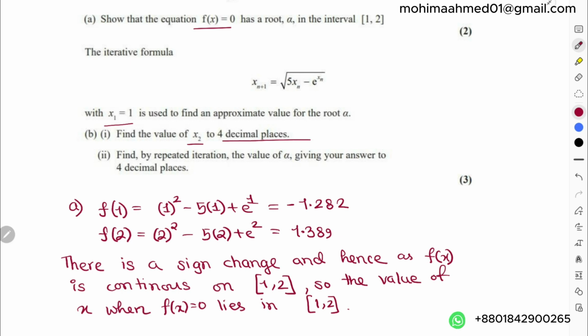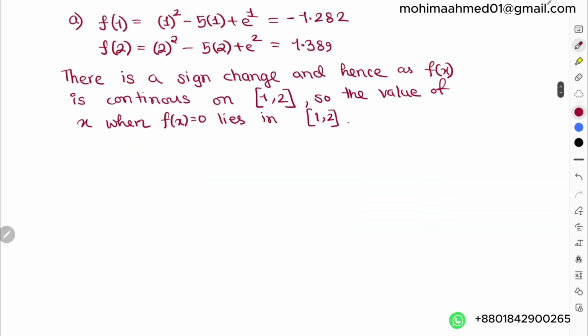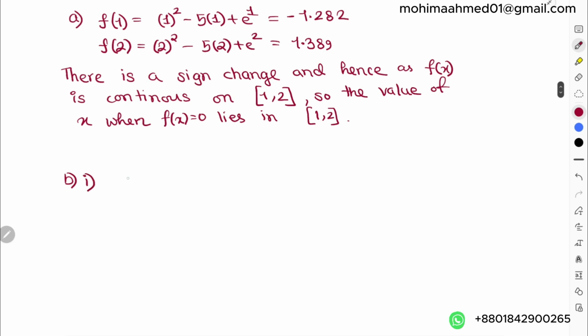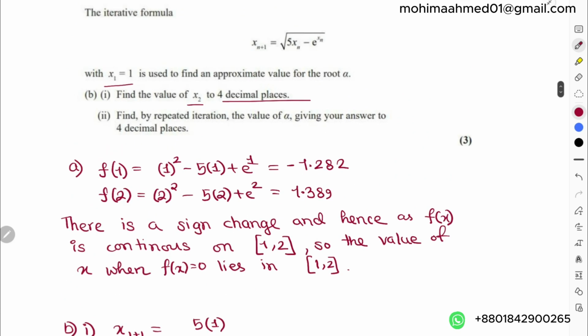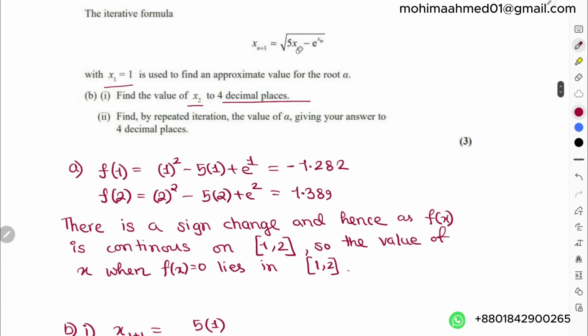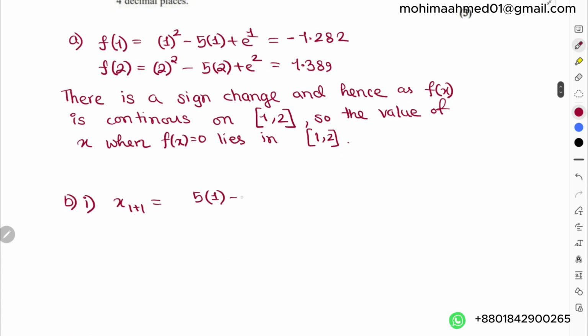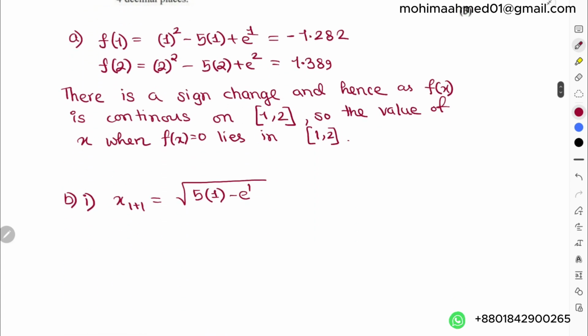So 5 plus e to the power of xn. Okay, so for part b1, we are calculating x_(n+1), which is the root of 5 plus e to the power of xn. Xn was 1, so you'll have 1, and e to the power of 1, everything under the square root, and that gives you the value for your x2 as root over 5 plus exponential power 1, that is 2.7782.